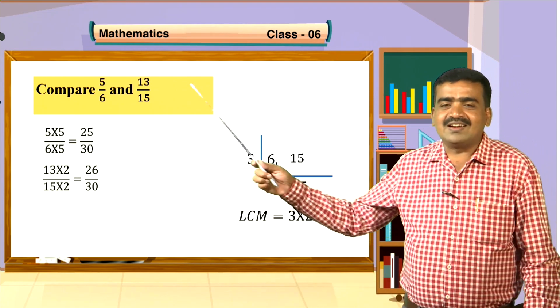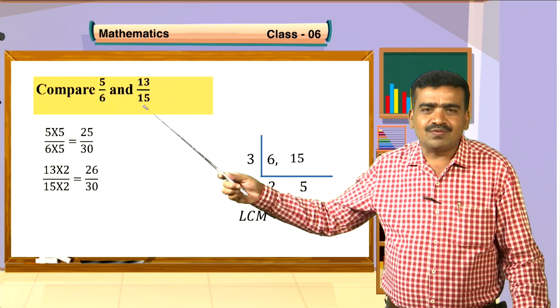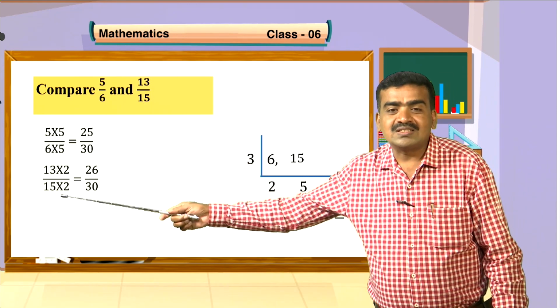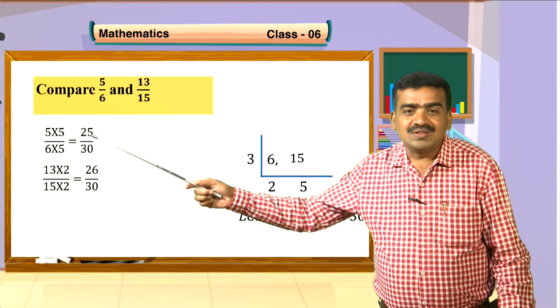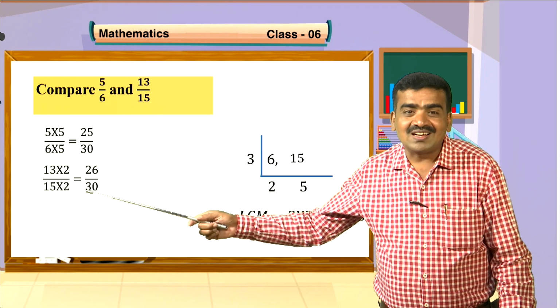Similarly, write the equivalent fraction for 13 by 15. What you have to do? You have to multiply by 2, that is 15 2s are 30, 13 2s are 26. Now, these two become like fractions having the same denominator.